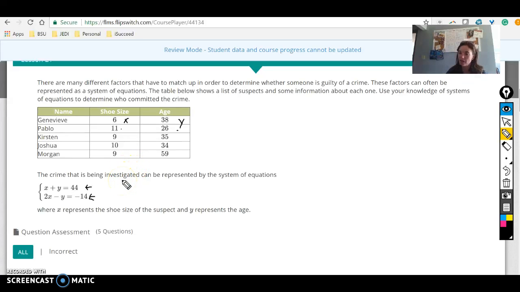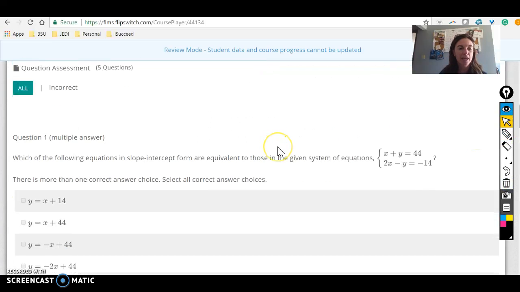The good news for us, though, is that there's even a faster way to do it. And for crime investigators, usually there's probably more than 5 suspects. And so they wouldn't want to have to go through every single one of these. Okay. So let's erase that and scroll down here.